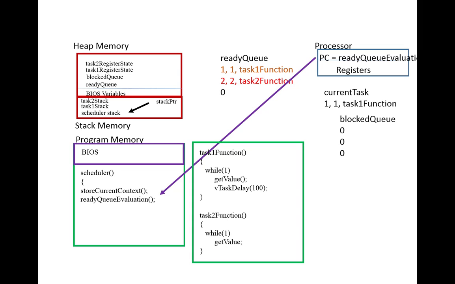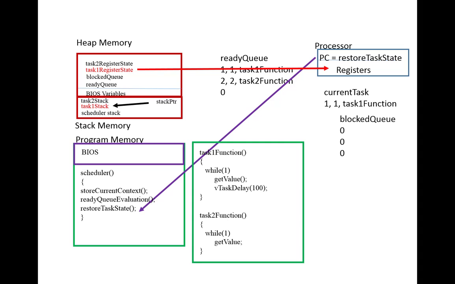Now what we're going to do is walk through each element of the ready queue to try to determine which task has the highest priority. And in this particular case, we're going to say the lower the number, the higher the priority. So number 1 is going to be high priority, 2 is going to be slightly lower priority. So in this case, we're going to determine that the task1 function should be run. We want task1 to run because it has a higher priority.